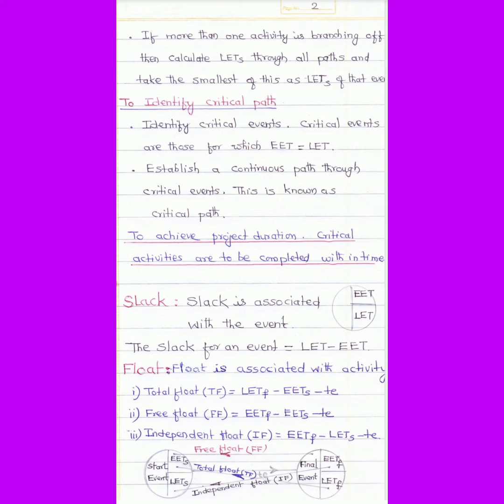Slack. Slack is associated with the event. The slack for an event is equal to LET minus EET. Float. Float is associated with activity. Total float, that is TF, is equal to LETF minus EETS minus TE. Free float, FF, is equal to EETF minus EETS minus TE. Independent float, IF, is equal to EETF minus LETS minus TE. This is clearly described in the figure given below.